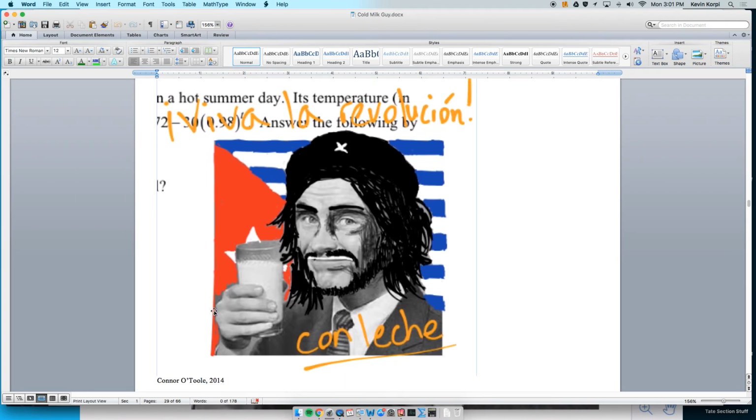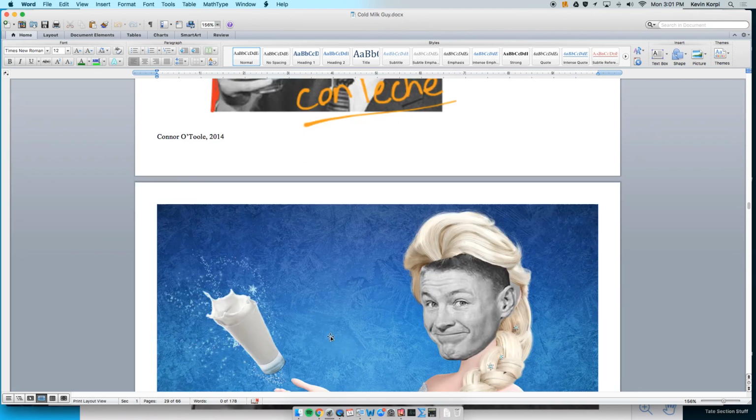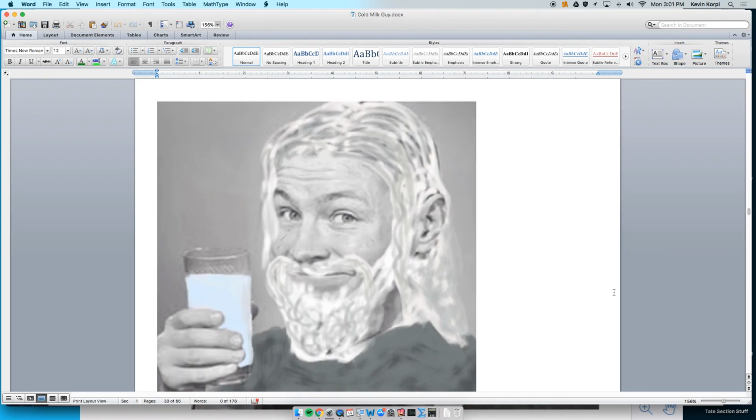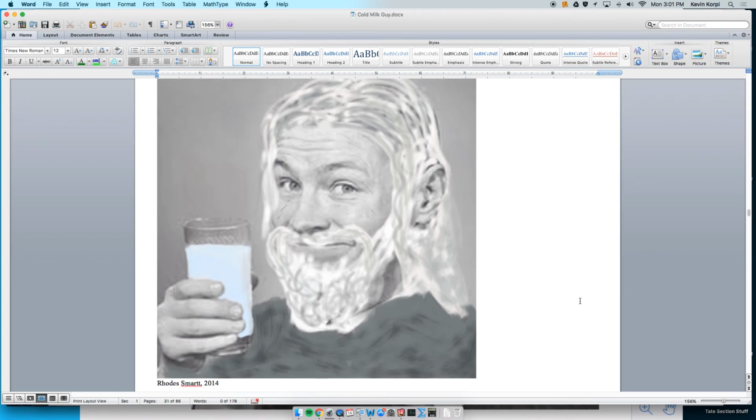And then you have the valedictorian, Connor O'Toole, doing Che Guevara, the Cuban revolutionary, but everything goes better with milk, including revolutions. That's pretty cool. The Frozen theme was popular that year. Rhodes Smart, if you know Rhodes, did this one. Kind of has an ethereal, kind of biblical thing. Kind of some blue moo juice there.